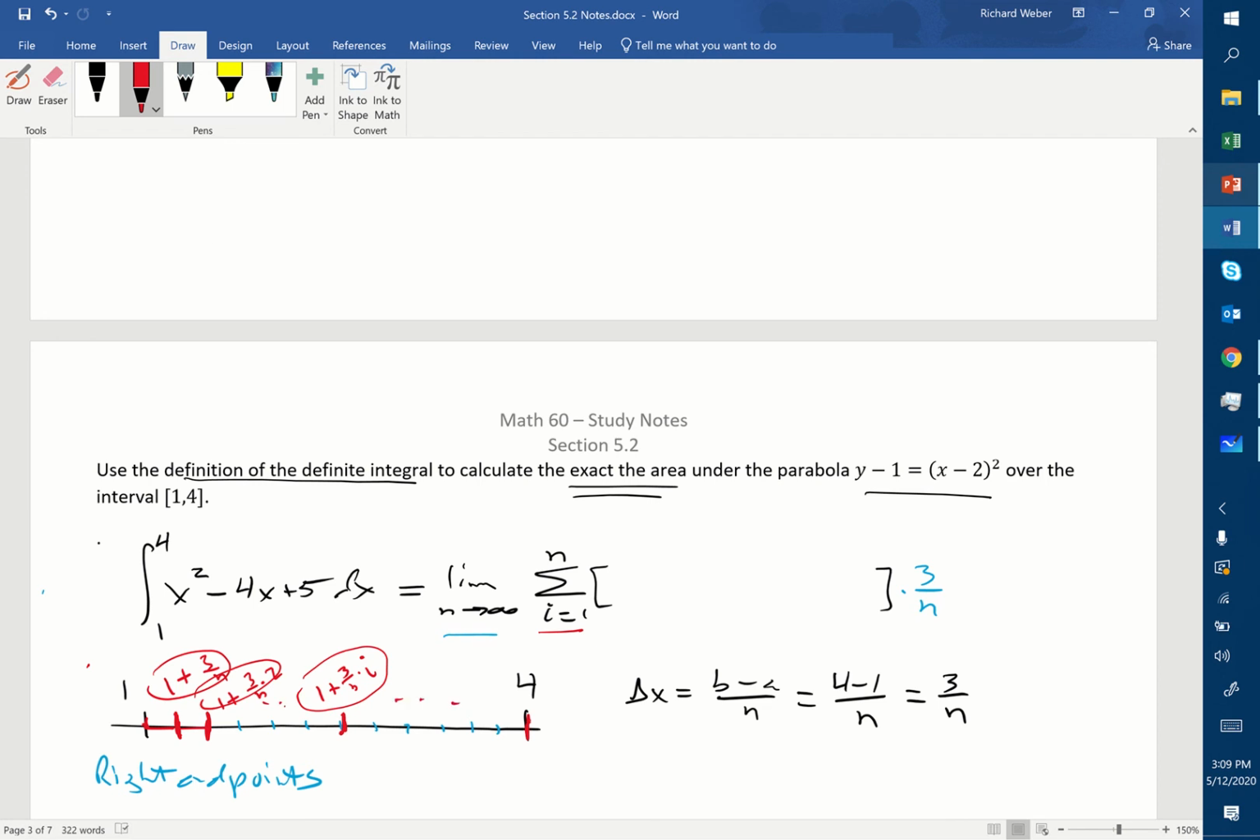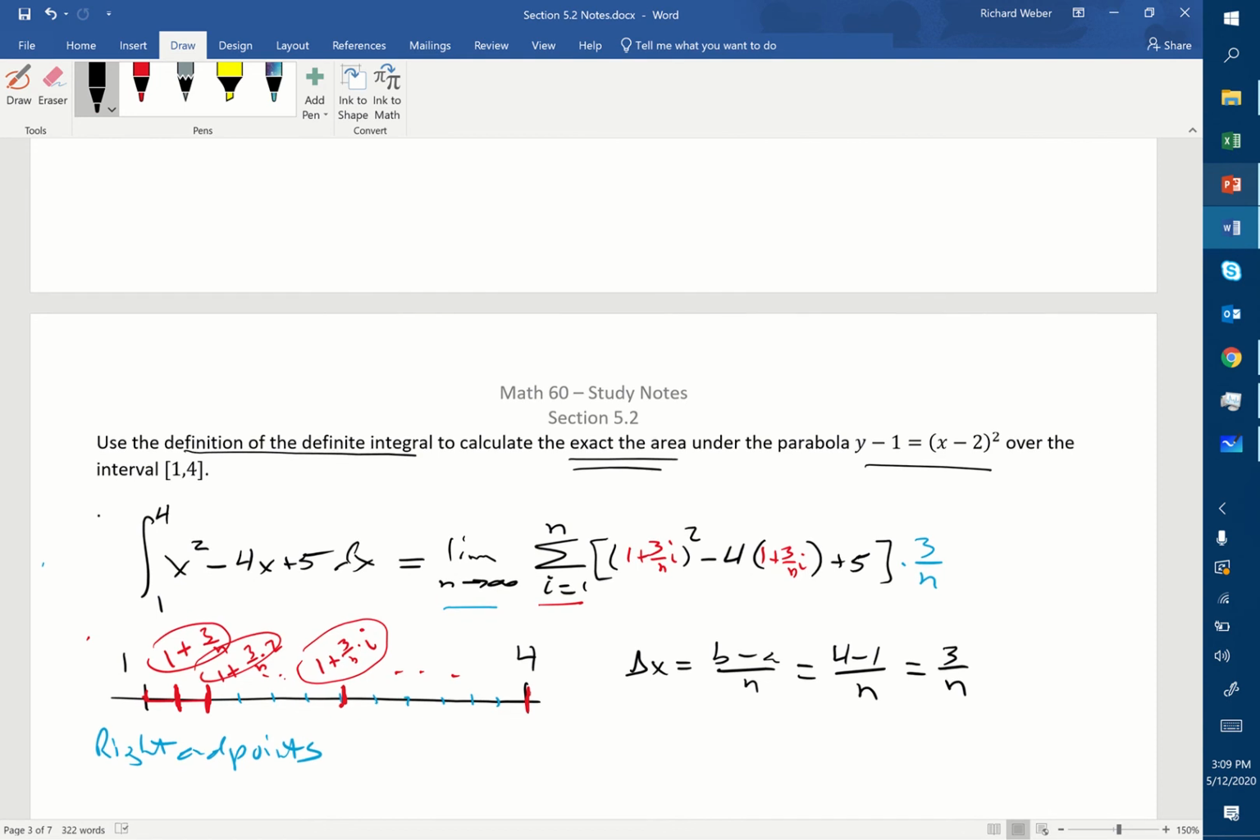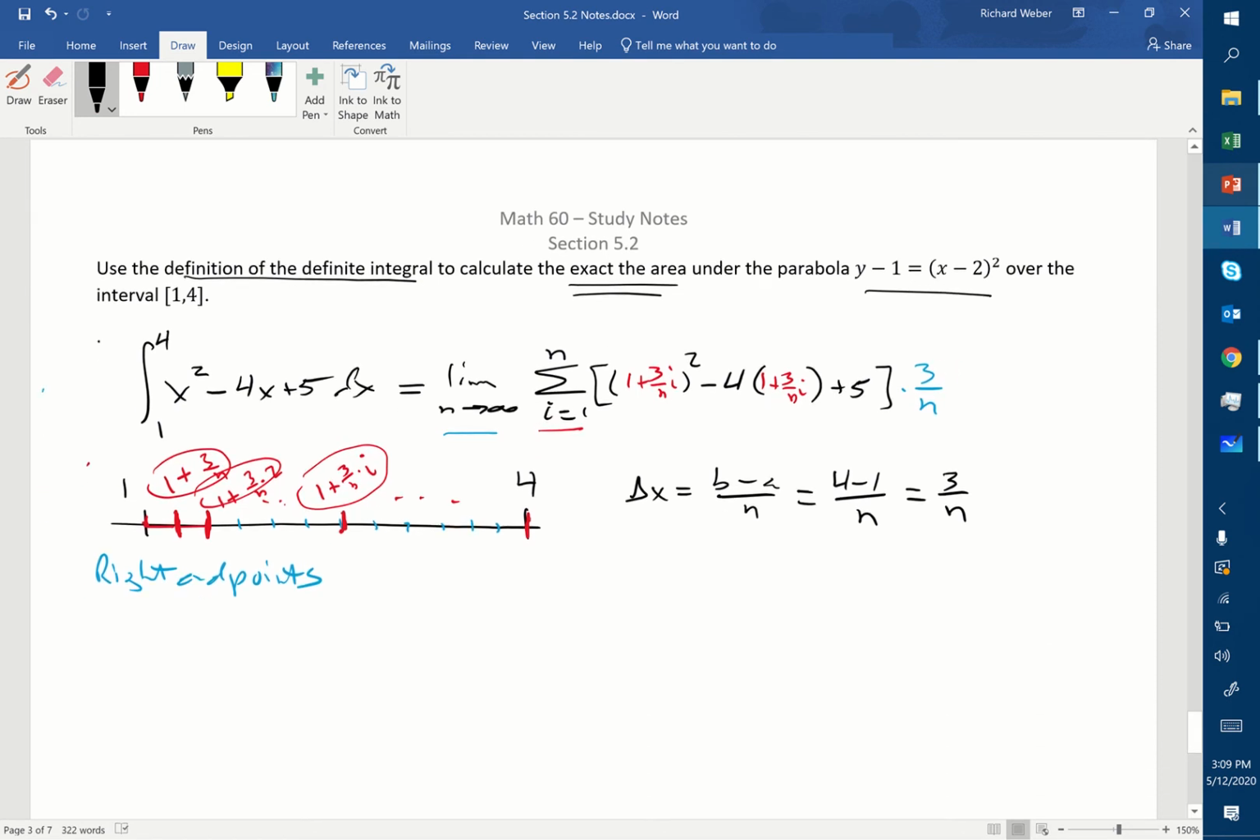And so we're going to plug that into the function. What the function does is it takes something and squares it, then subtracts 4 times it, and then adds 5. And this is what we're going to do: we're going to plug in 1 plus 3 over n times i. And that's the start of the game. I'm not saying it's easy, but that's how you start this thing. Pretty crazy, right? This is why this is difficult. We're not comfortable with summation notation yet. We're just not, okay?